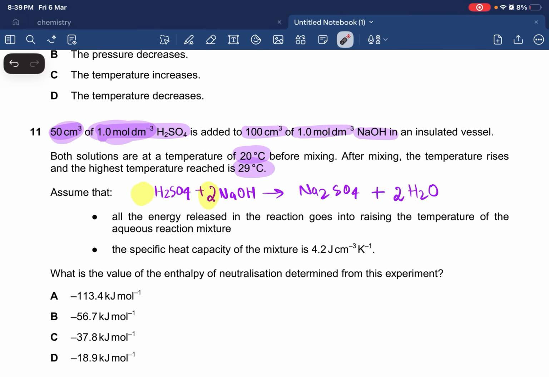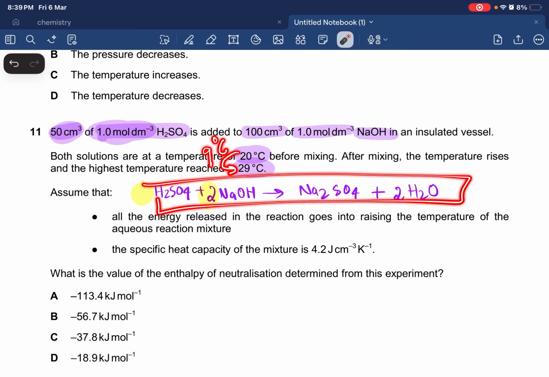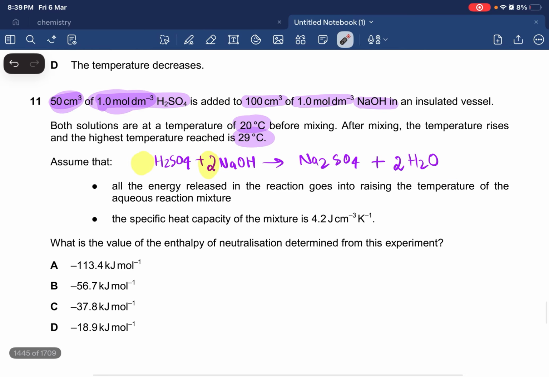No worries. Assume that all the energy released in the reaction goes into raising the temperature of the aqueous reaction mixture. We're assuming no energy is lost. So this 9-degree rise is because of this exothermic reaction. The specific heat capacity for the mixture is 4.2 joules per cm cube per Kelvin. What is the value of the enthalpy change of neutralization determined from this experiment?